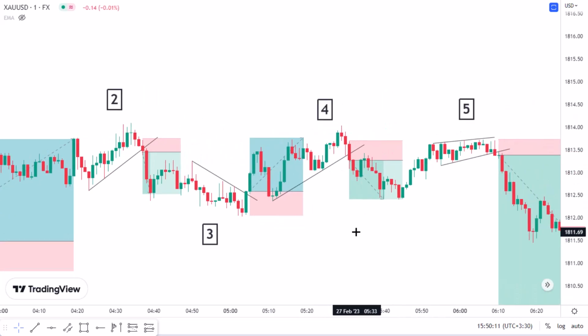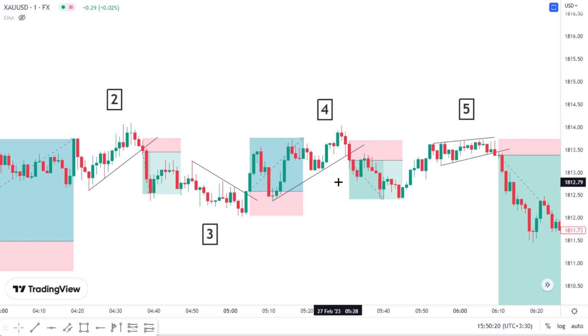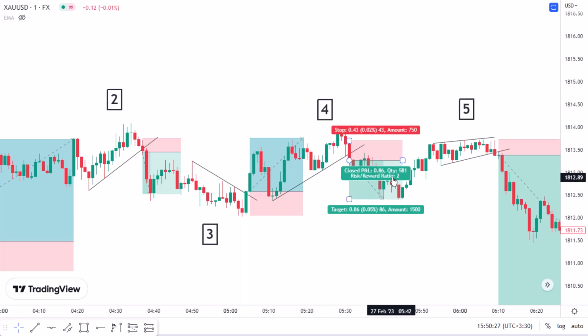target. On the trade 4, we have a trend line with one touch, two touches, three touches here. On the fourth time it breaks it with a candle, red candle. We enter the sell position, put our stop loss above that, look for RR2, which it gives us our target.